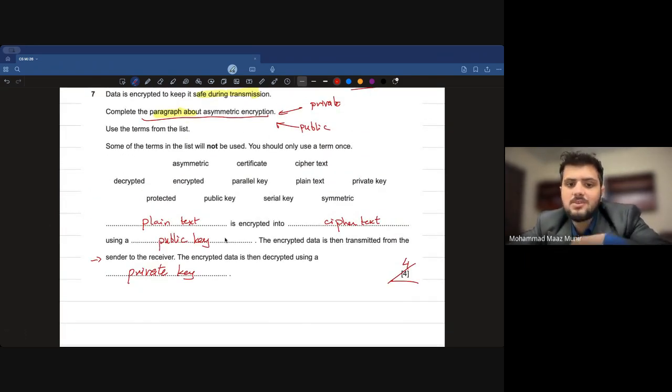Understood? This is the maximum you should be aware of for encryption. More than this, questions don't come. Understood?